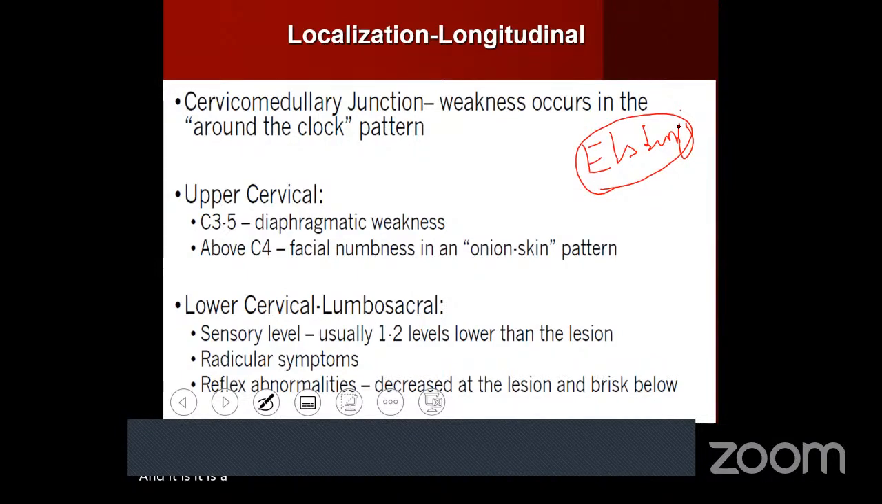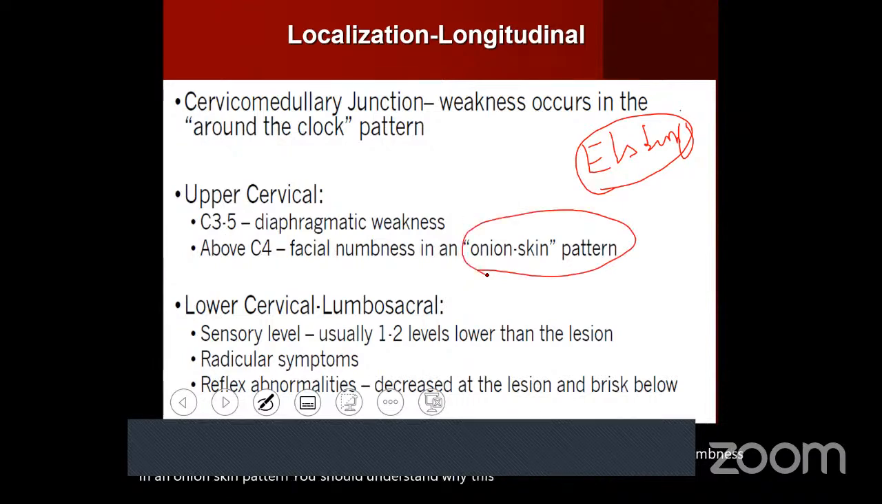If the problem is at the cervical C3 to 5, diaphragmatic weakness comes. If it is above C4, there may be facial numbness in an onion skin pattern. You should understand why this happens. If you don't know, you should ask me at the end.